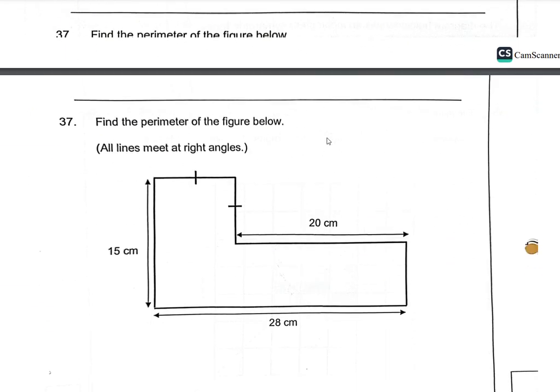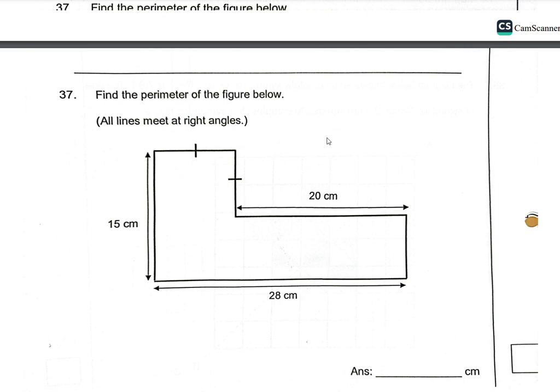Okay, next one. Find the perimeter of the figure here. Now, there's a simple way to do this. Of course, you could have done things like 28 minus 20, you get 8 cm here. And then there's 8 cm here. Then you have 15 minus 8, you have 7 cm. I'm sure some of you will have this working. Listen carefully. You have 28 plus 7 plus 20 plus 8 plus 8 plus 15.